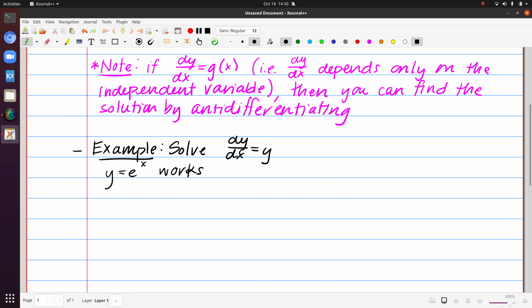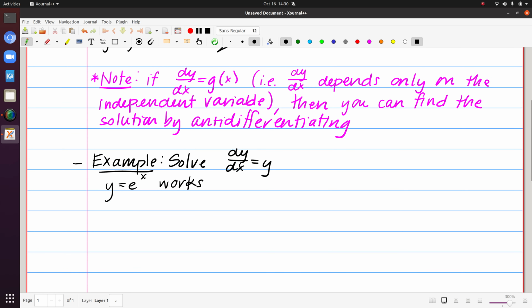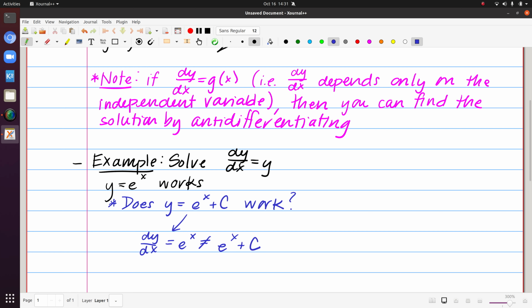Because in the question above, we found a whole family of functions with that plus c. So we might ask ourselves to think of here, does y equals e to the x plus c work? We're kind of looking for an extension of this. And how do we know? Well, we check that just like we did before. Then in this case, dy dx would equal e to the x, because the derivative of c is 0, which is not equal to e to the x plus c unless c is 0, we're seeing.